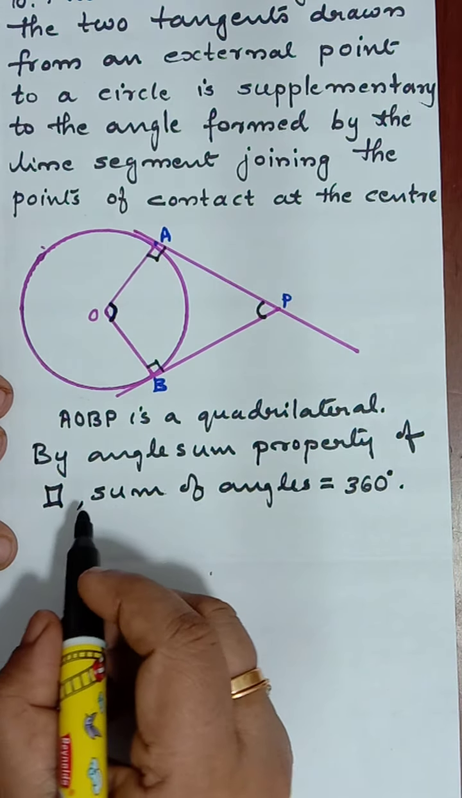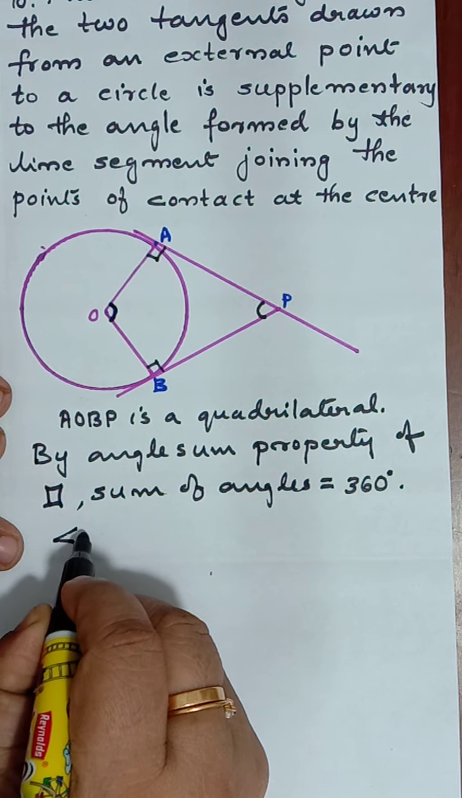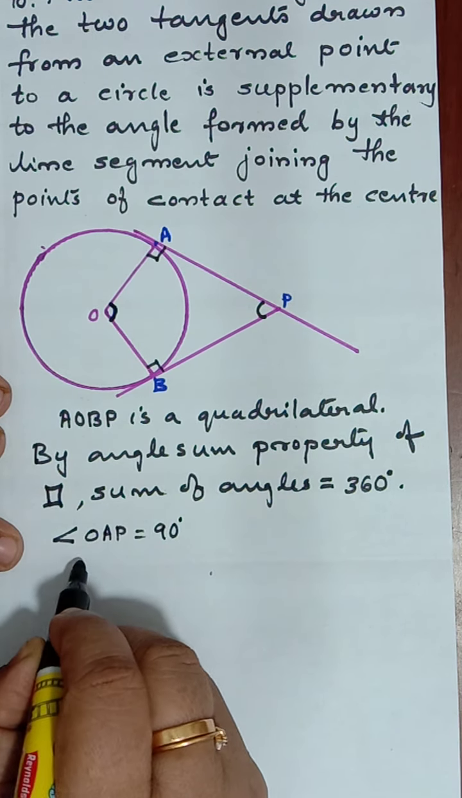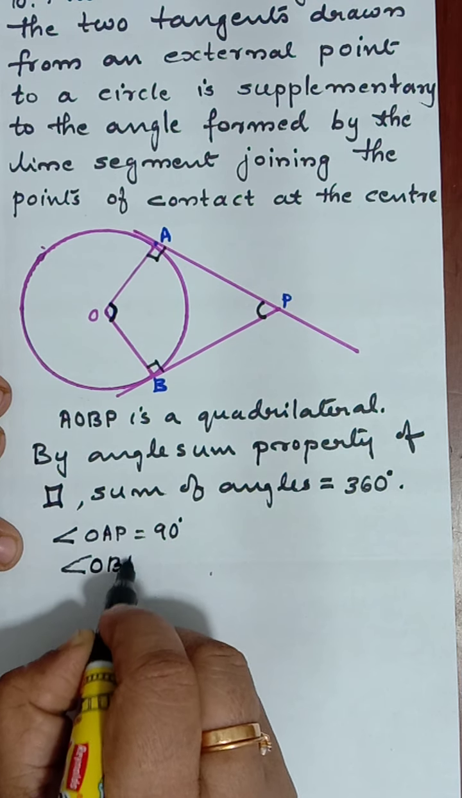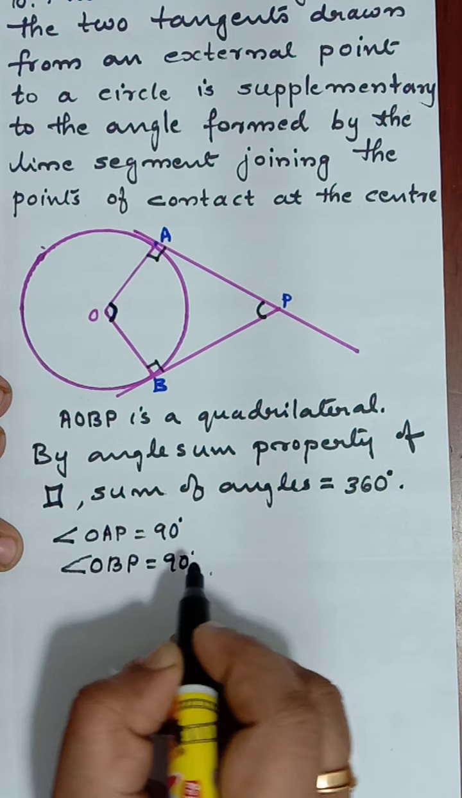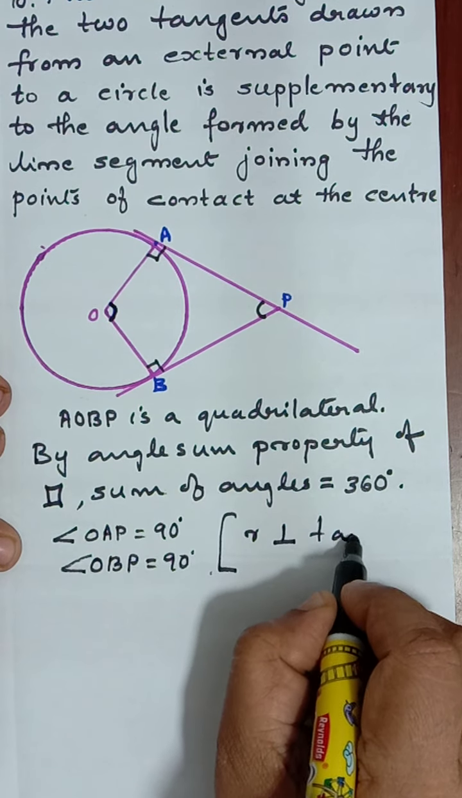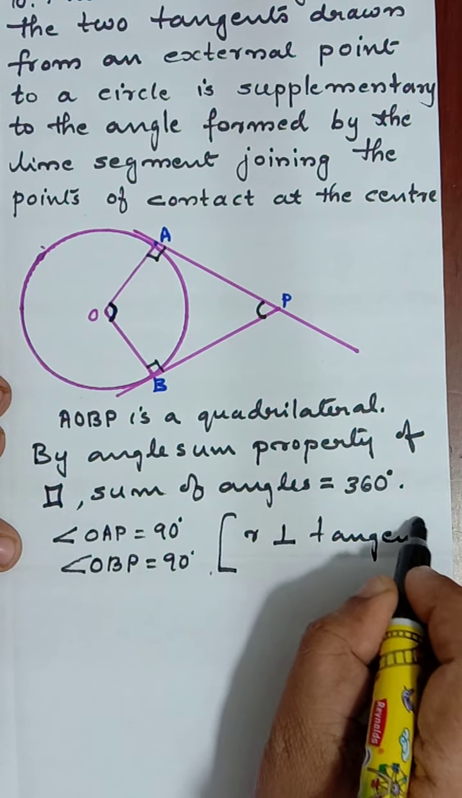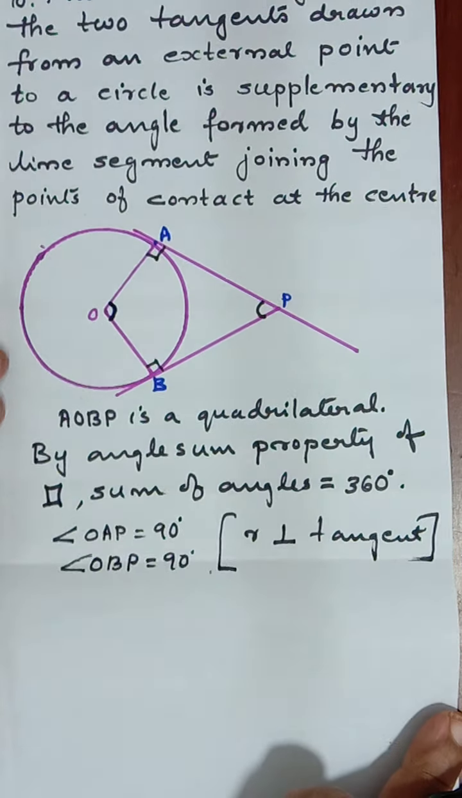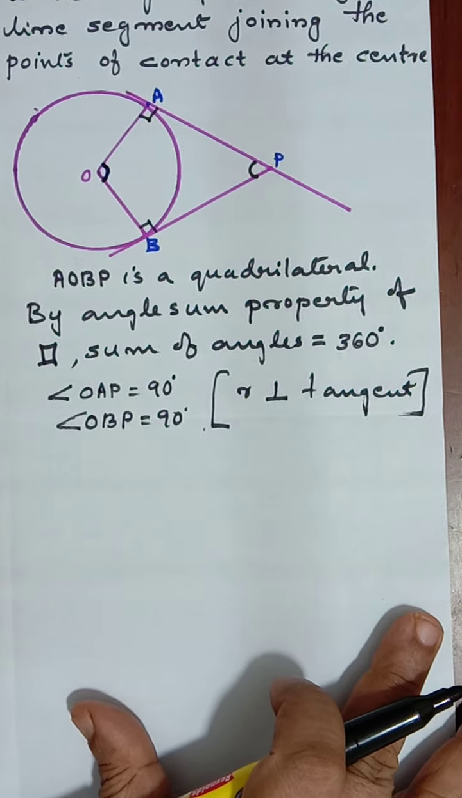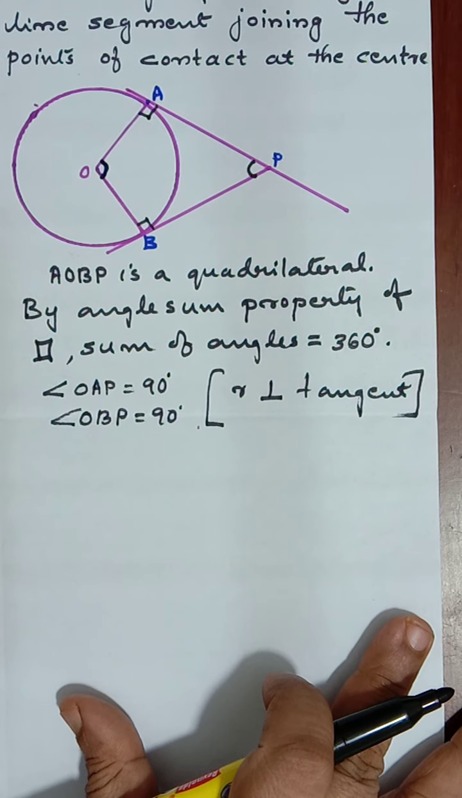Therefore, let us mark each one. Angle OAP equal to 90 degree. Angle OBP equal to 90 degree. Let us write the reason: radius perpendicular to tangent. Better to write all the steps. Okay. Now comes the next step. We are going to take the sum of all these angles.